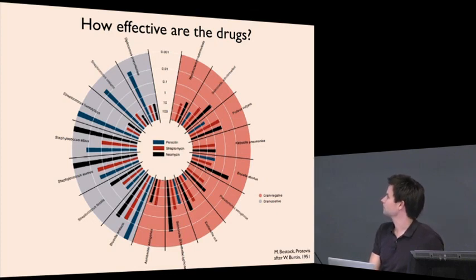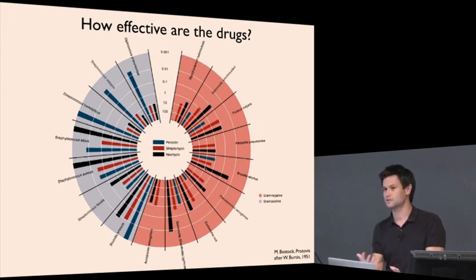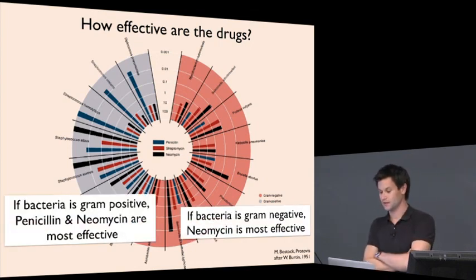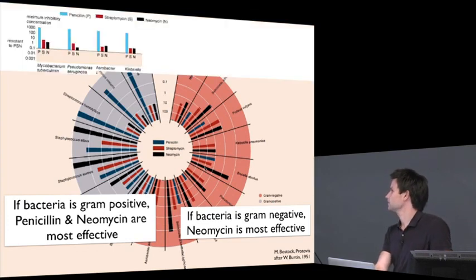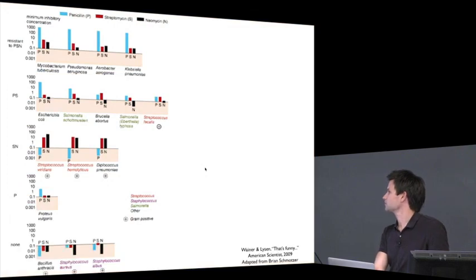Yeah? And on the right-hand side, neomycin performs better. Yeah? And that was the answer that he already had and that he gave in his paper that he published at that time. Okay, so on the left side, if bacteria is gram-positive, penicillin and neomycin are most effective, and on the right side, neomycin is most effective.